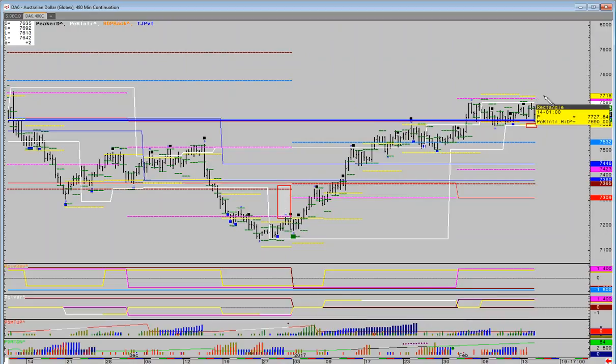Conversely, a weekly or monthly close back above here, and that would tell me that there's a fundamental shift going on in the Aussie dollar. So watch for the developments there. Hope that helps.